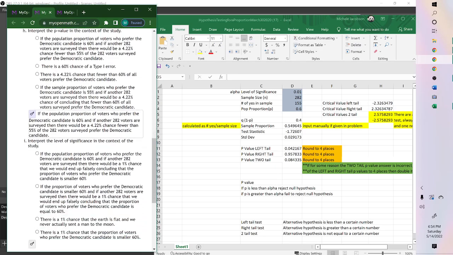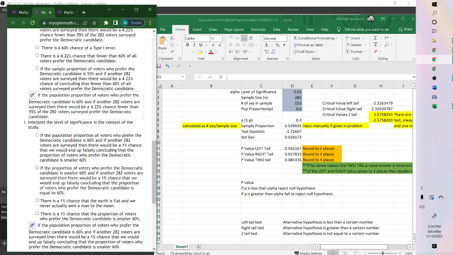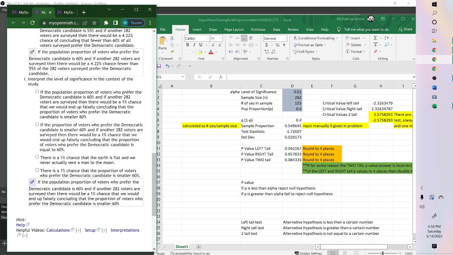And then the level of significance tells you if the population proportion of voters who prefer the Democrat candidate is 60% and another 282 voters are surveyed, then there would be a 1% chance that we'd end up falsely concluding it. So that one tells you the chances of getting it wrong.